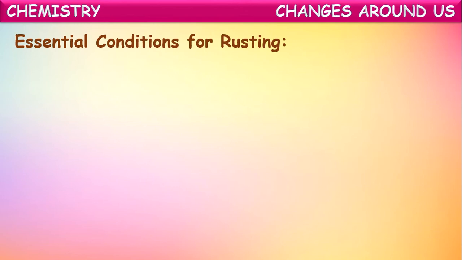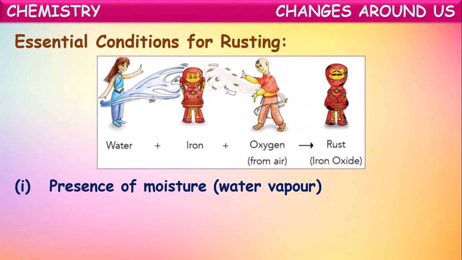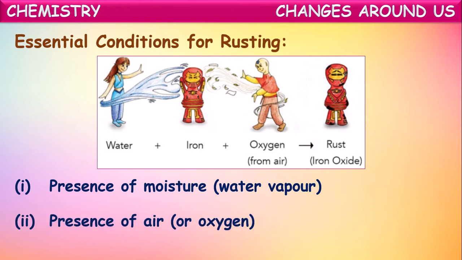Now let us see the essential conditions for rusting. Under which conditions will iron articles get rust? One is the presence of moisture in the atmosphere around the iron article, and the second is the presence of air, which we commonly call oxygen. The main important component of air which causes rusting is oxygen. So in the presence of these two, water vapor and oxygen, if any iron article is exposed to these two for a few days, that iron article will be rusted.